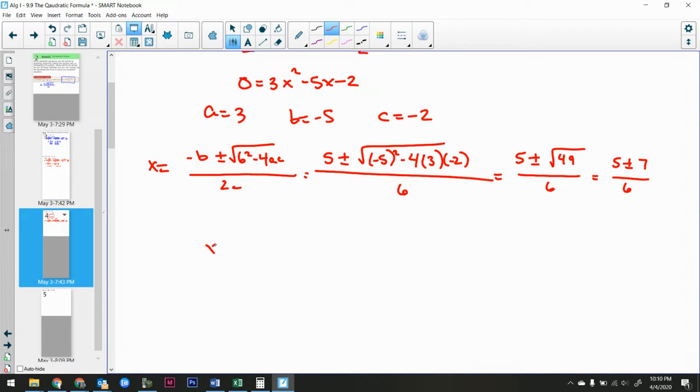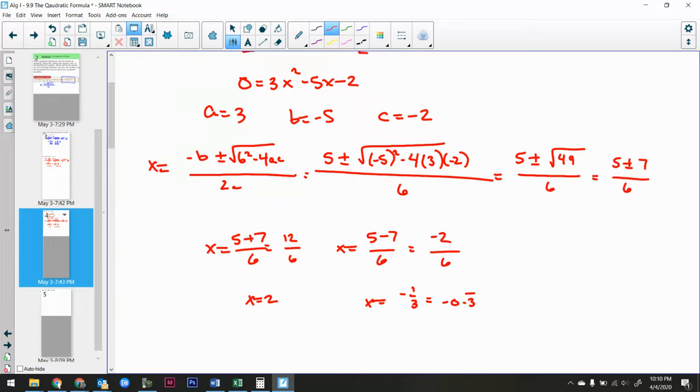Okay, so we come down here. We say x equals 5 plus 7 over 6. X equals 5 minus 7 over 6. So 5 plus 7 over 6, that's 12 over 6. So x equals 2. 5 minus 7, that's negative 2 over 6. So x equals, reduce that, negative 1/3 or negative 0.3 repeating. Either one is fine, fraction or decimal form. Okay.